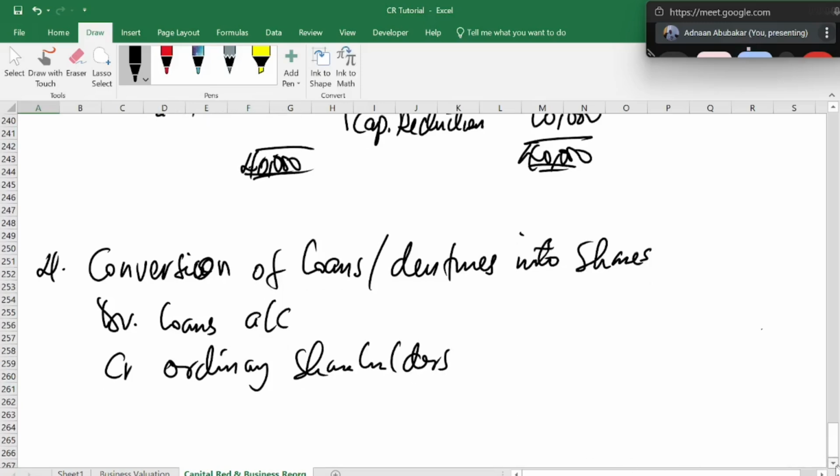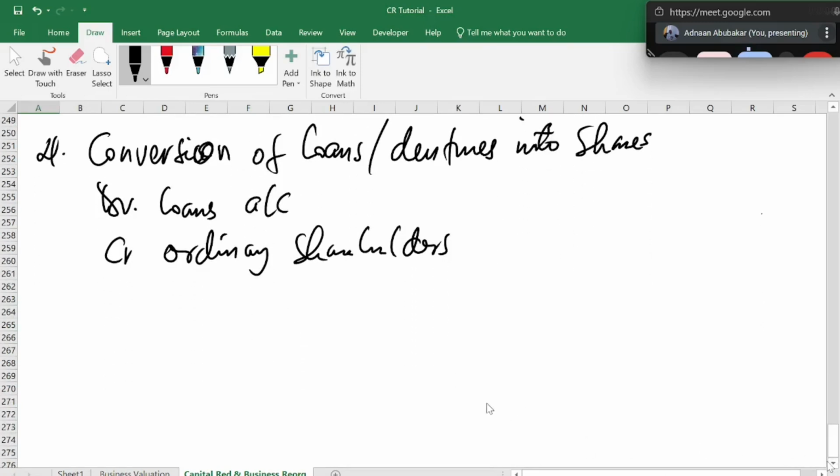Okay. Here is the situation. What they mean here is that assuming you have 20% debentures, 100,000.